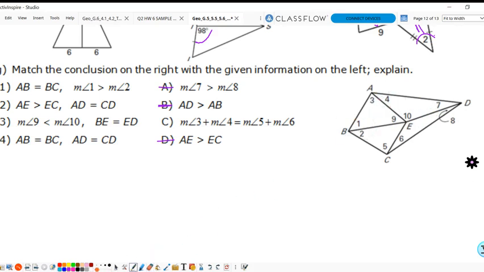And our last example, AB equals BC. They're congruent sides. AD equals CD. So we're referring to the measure of 3 plus 4 and the measure of 5 plus 6. If our sides are congruent, our included angles would then need to be congruent, or that sum. So that's option C.